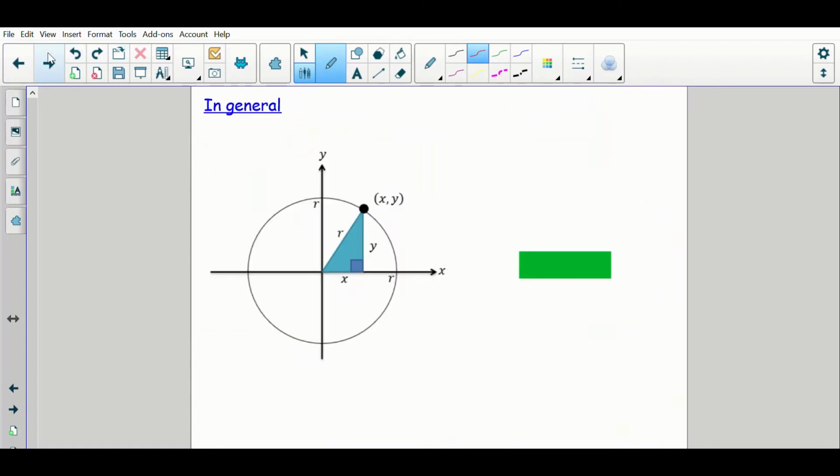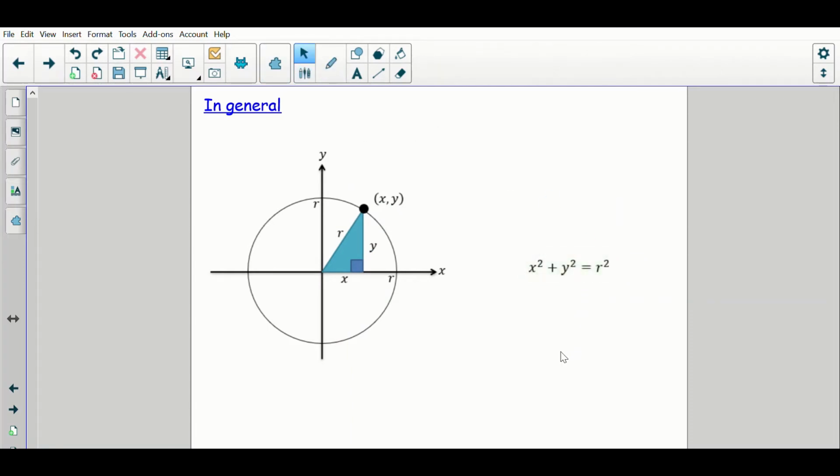Looking in more general terms then, if I have any point on the circle of centre 0, 0 and I call that general point x, y, drawing my right angle triangle, my horizontal distance will be x and my vertical distance will be the y coordinate, and using Pythagoras there we see that our equation of a circle is x squared plus y squared equals r squared, where r is the radius.